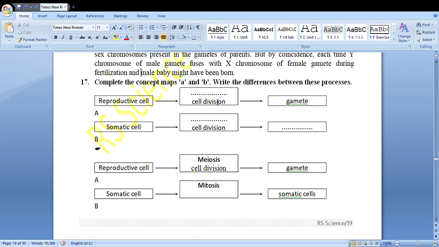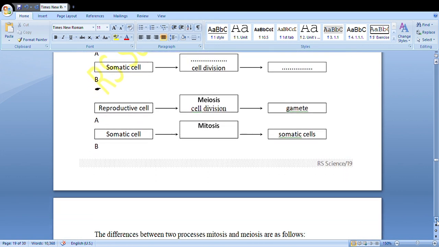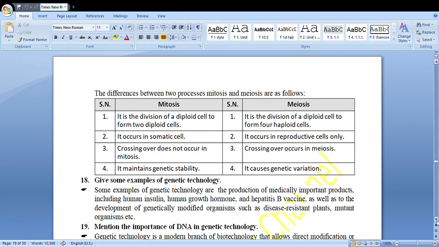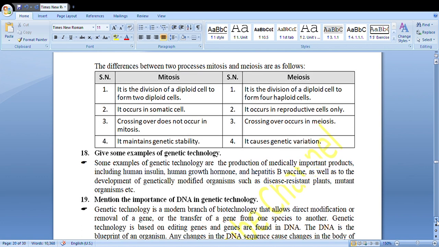Reproductive cell, what? Meiosis cell division occur and form gamete. Somatic cell, what? Mitosis cell division and somatic daughter cells are formed. Difference between above process, mitosis and meiosis, already explained above.